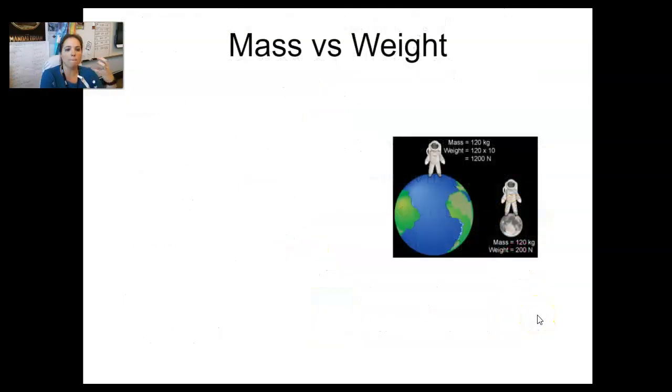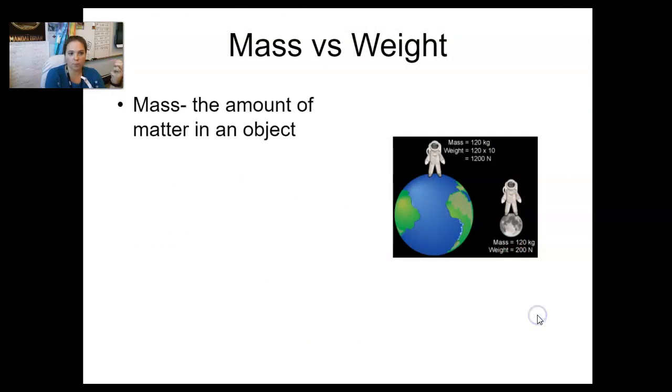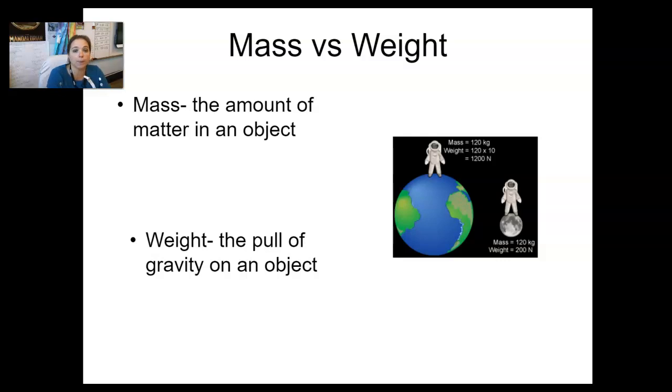Okay, so now we've got mass versus weight. Mass is the amount of matter inside an object. So how much there is of you. Whereas weight is the pull of gravity on an object. Looking at this little dude right here, the mass stays the same, but the weight changes. On Earth it has 10 times the weight because of that gravity pulling down. It's 1200 Newtons, whereas on the moon it's only 200 Newtons.